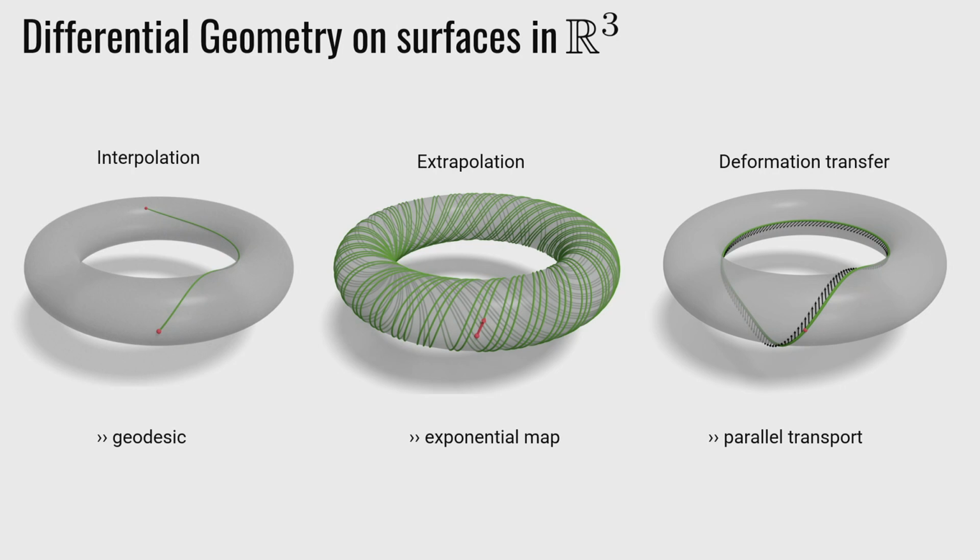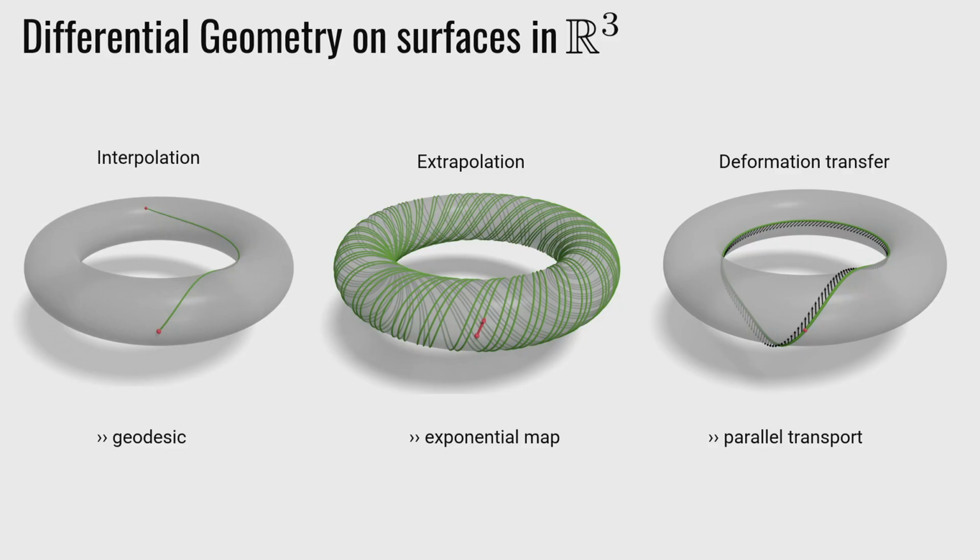And you can also extrapolate on the surface. So there you start at a point and you have a tangential direction given, and then you start moving in this direction, and what you get is kind of a loop that wraps around your torus here. And this refers to what is called the exponential map.